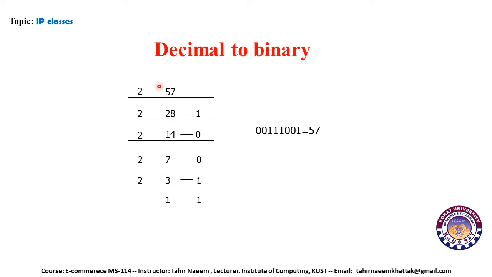Here is another method of converting a decimal number into a binary number. As we know from the previous slide, 57 stands for 00111001. So here we have the decimal number 57 and we want to convert it into a binary number. This is also called the LCM method. We divide 57 by 2, and it will be 28 with 1 as the remainder.